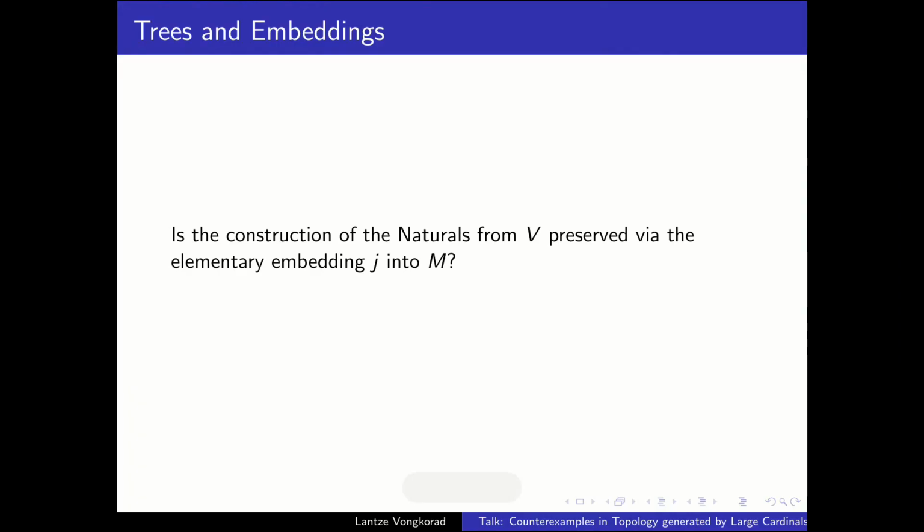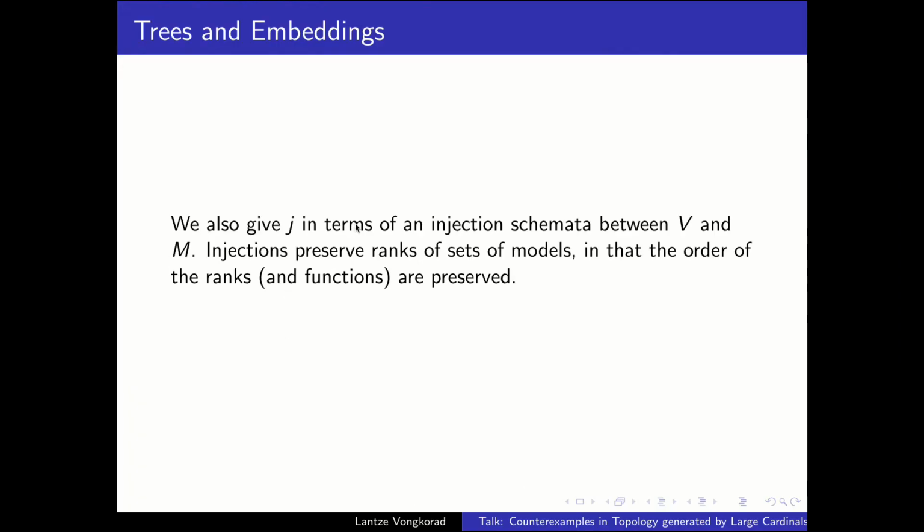And we also give J in terms of an injection schemata between V and M. And this is done because acting directly on elementary embeddings would require second order logic, which is quantifying over sets of sets, if I am remembering that correctly. So the reason why we give it in terms of injection schemata is to avoid having to use second order logic.